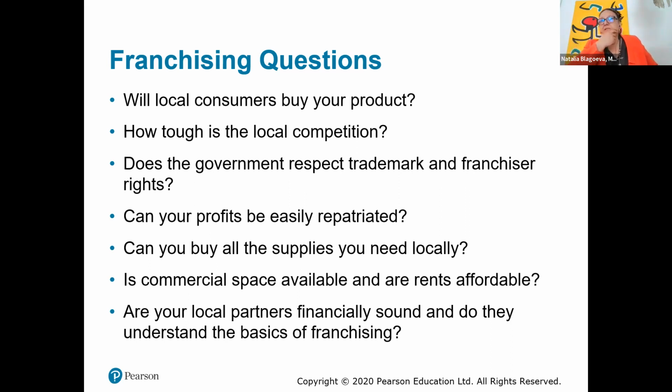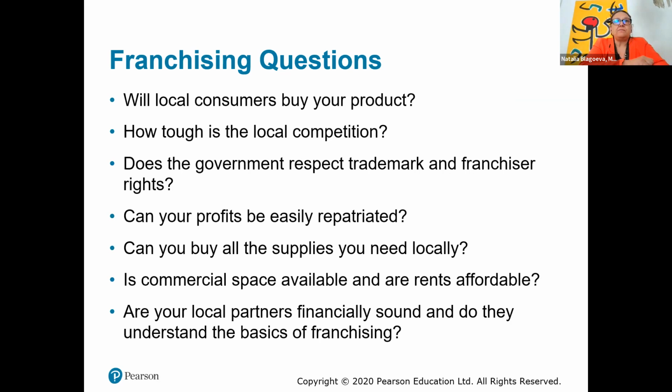Another big issue is, can we buy the supplies we need locally? I know that McDonald's, when they open in a new country, one of the first things they do is find local farmers who are willing to plant exactly the potatoes they want, exactly in the way they want them, and process them to the level they need. And this is with each and every product. We actually work with the suppliers to train them on how they want their products and their supply. So sometimes this could turn out to be very difficult.